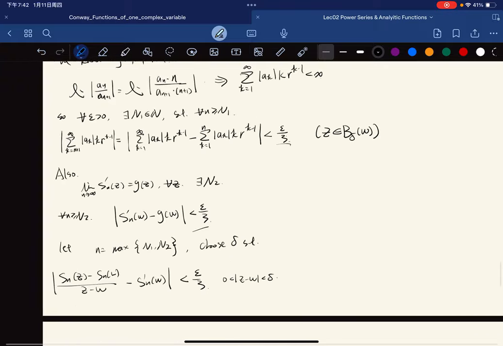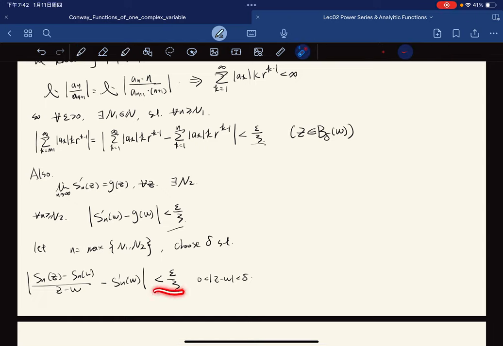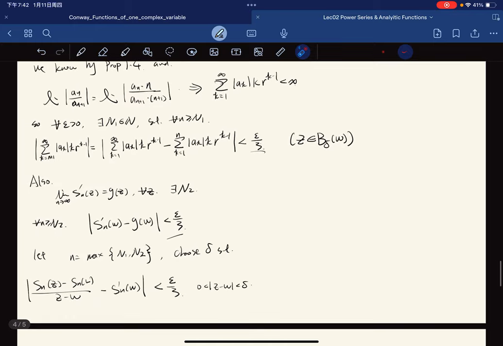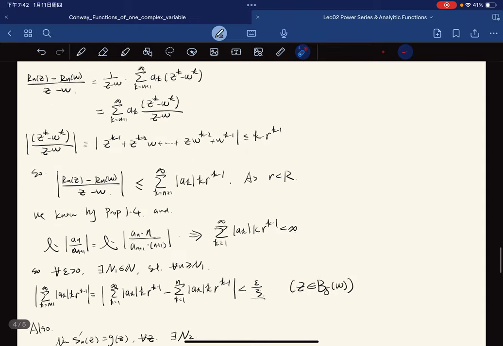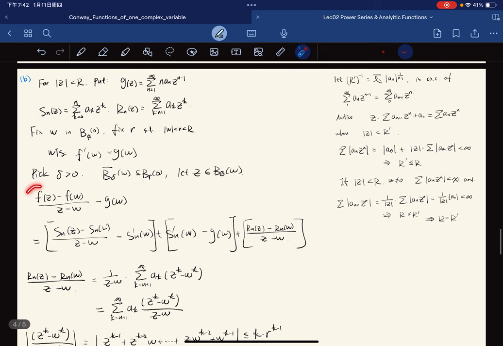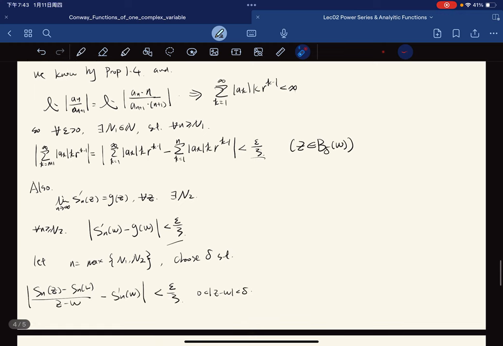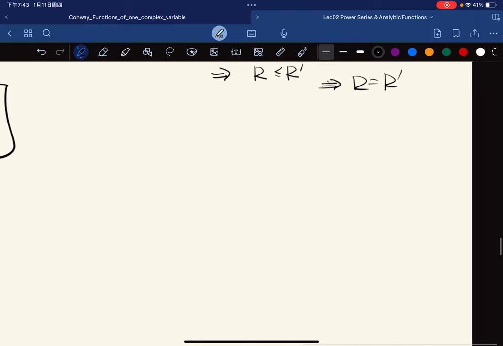Well, after we control all of them, which means that we can choose a delta such that whenever this holds, we have this less than epsilon, with appropriately chosen n. Okay, so we've done B. Let's just do part C here.